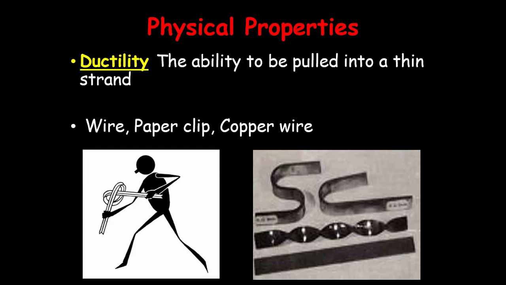The second one is ductility. What's the meaning of ductility? It is the ability to be pulled into a thin strand or to be coiled. So this characteristic or property is considered a physical property, like the wool wire, paper clip, or copper wire, you can easily coil them or pull them.